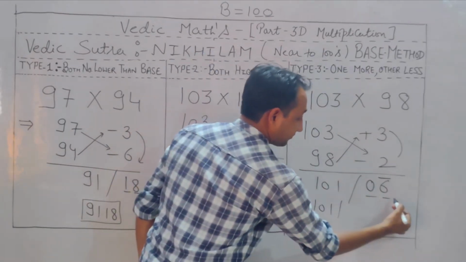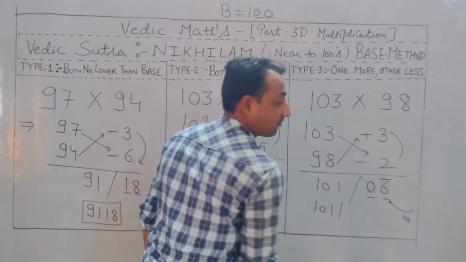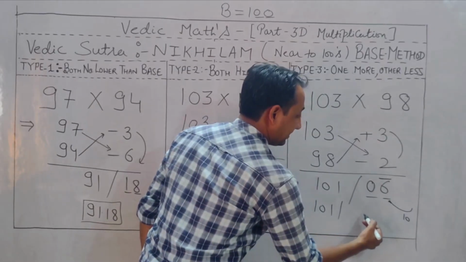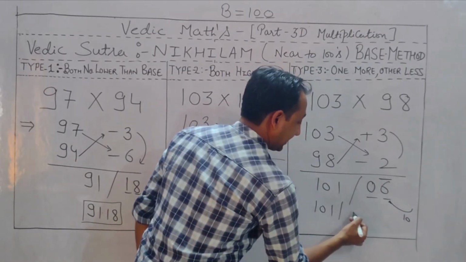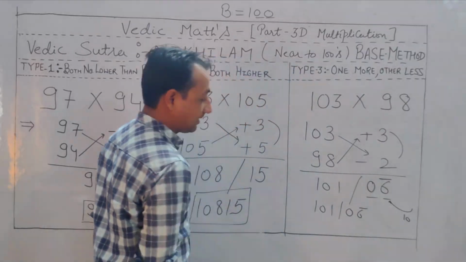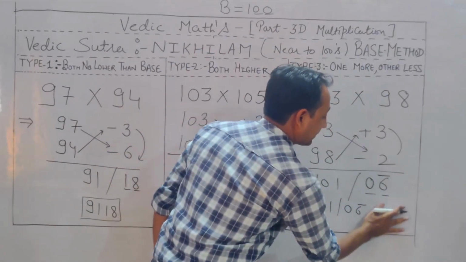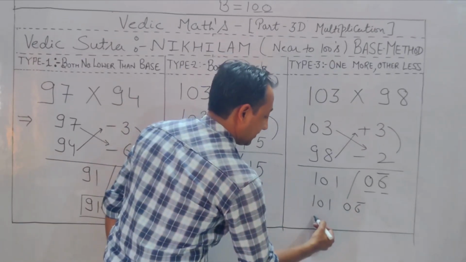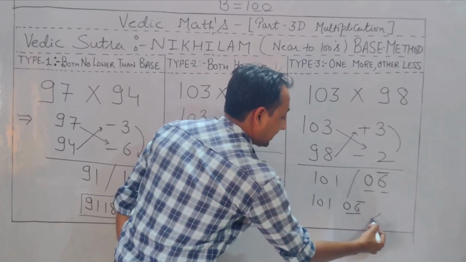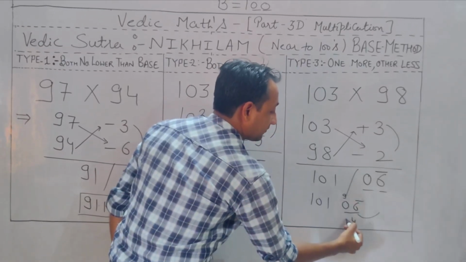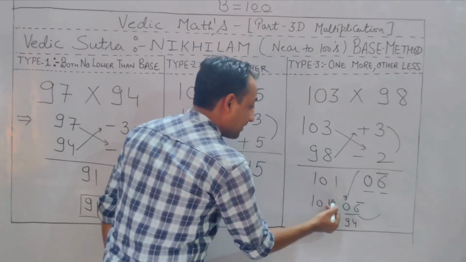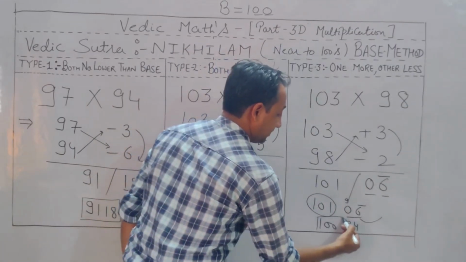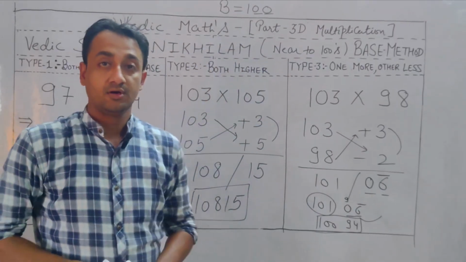So now what will we do? We subtract the 06 by Nikhilam: all from 9, last from 10. I will write it completely first, then I will subtract. So 10 minus 6 is 4. Then 9 minus 0 is 9. The remaining part of the number takes its predecessor, so 101 becomes 100. And this is the final answer: 10094.